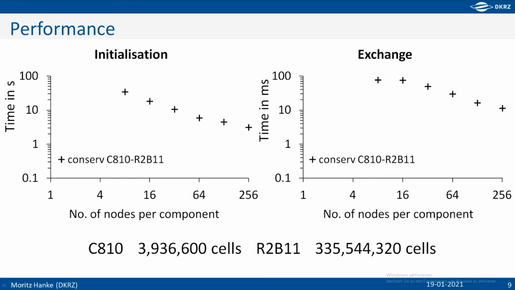I measured the time that YAC took to compute the weights and to set up the communication patterns. And I measured the time an exchange took, where an exchange is where both models send data at the same time and receive at the same time, and then I measure the time it takes to do the whole operation. And I used a first-order conservative in this test case. On the horizontal axis, you have number of nodes per component, where one node had 24 processes, and I did all the tests on Mistral.